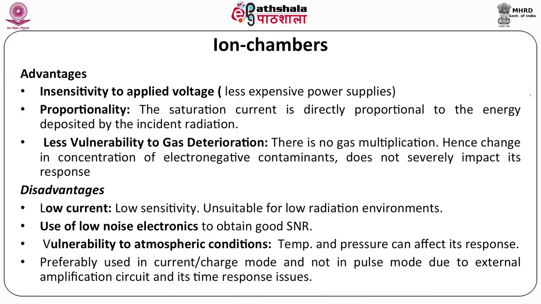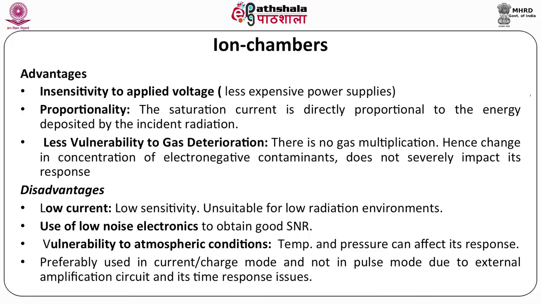Similarly, this detector is less vulnerable to gas deterioration. This we would see later in the Geiger region, where because of the multiplication of ions within the gas, gas deterioration takes place. Hence, change in concentration of electronegative contaminants does not seriously impact the response of a detector based on the ion chamber principle. But what are the disadvantages?